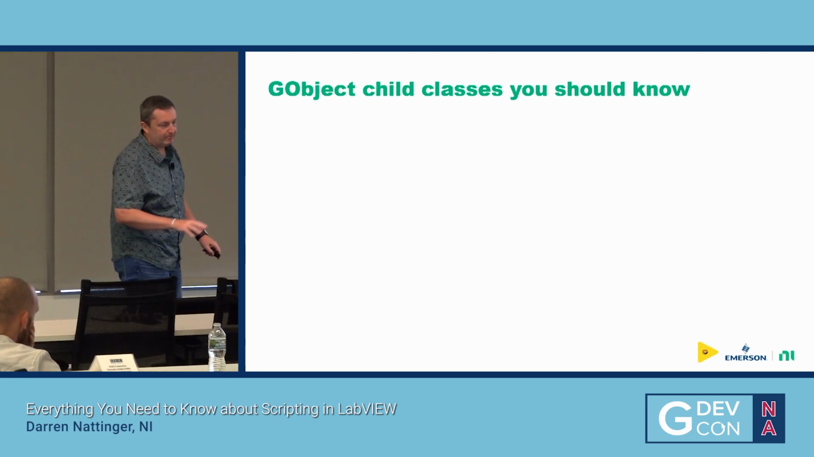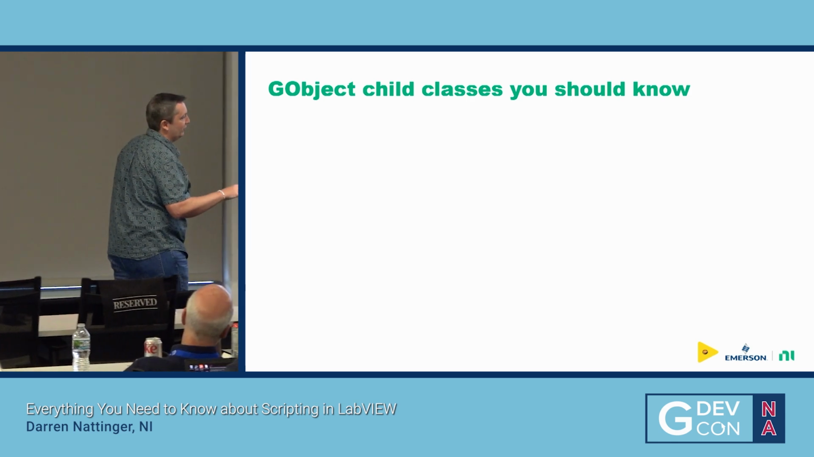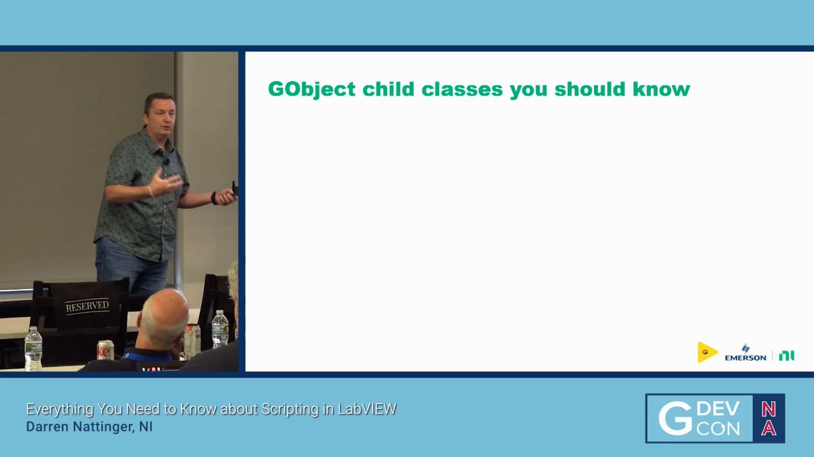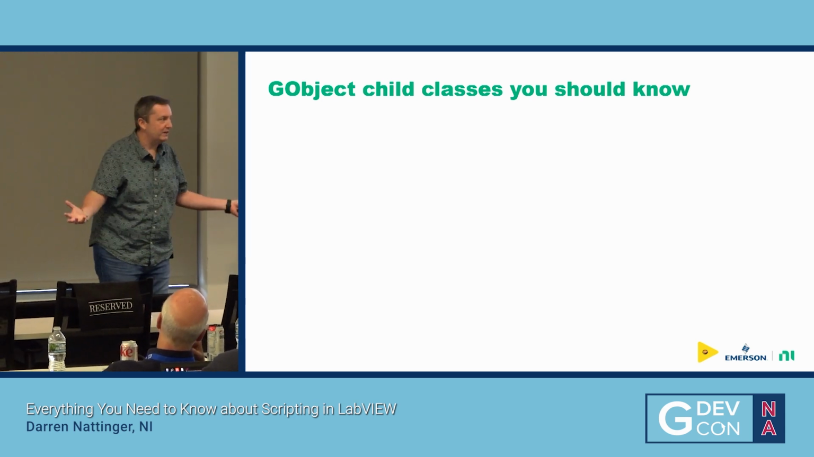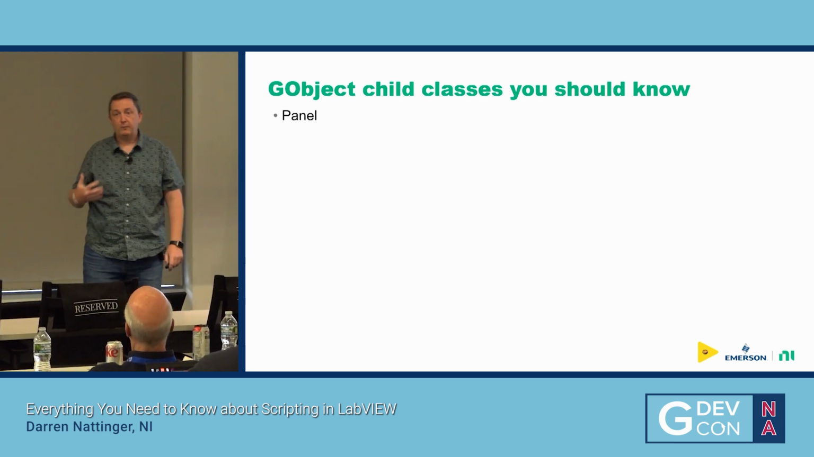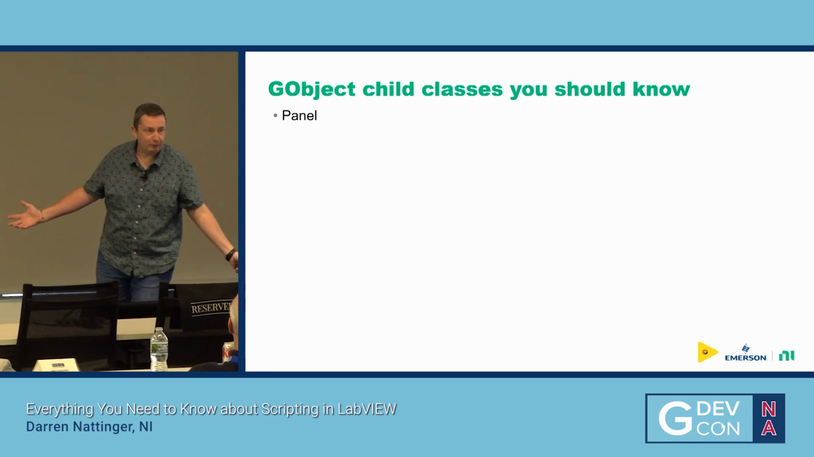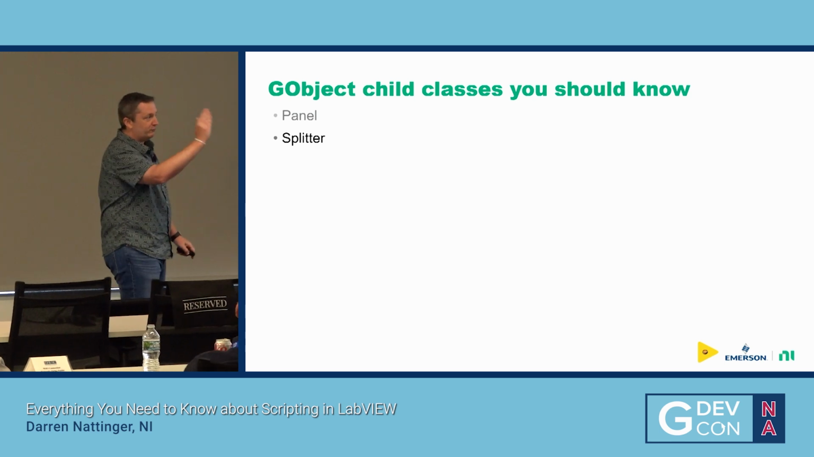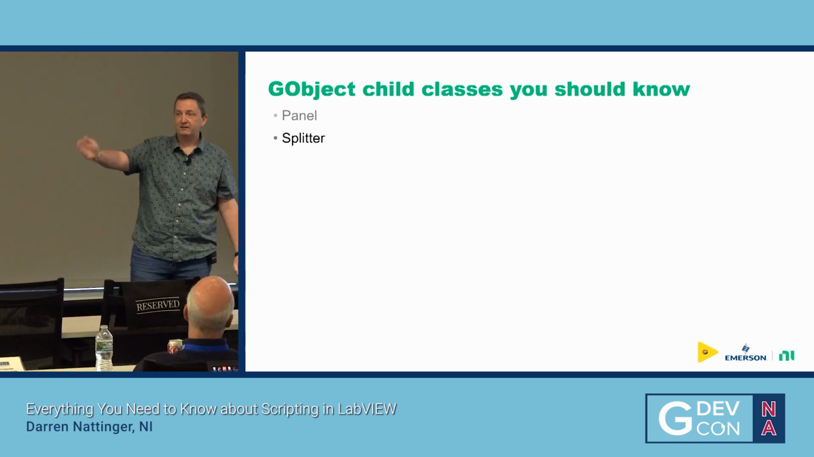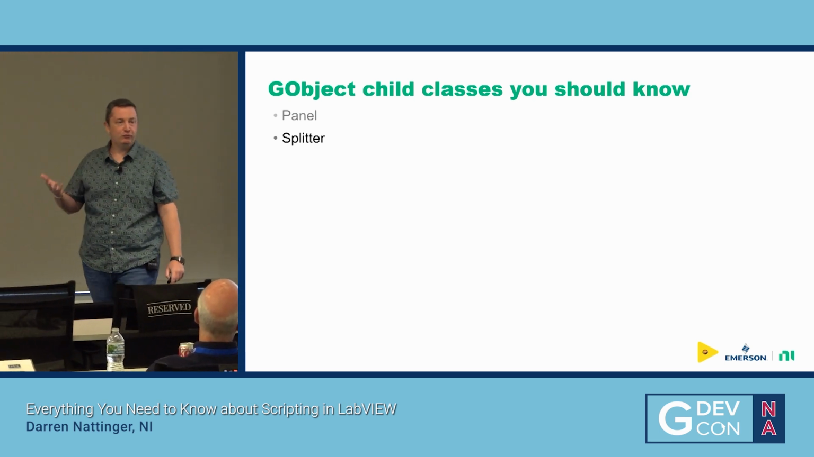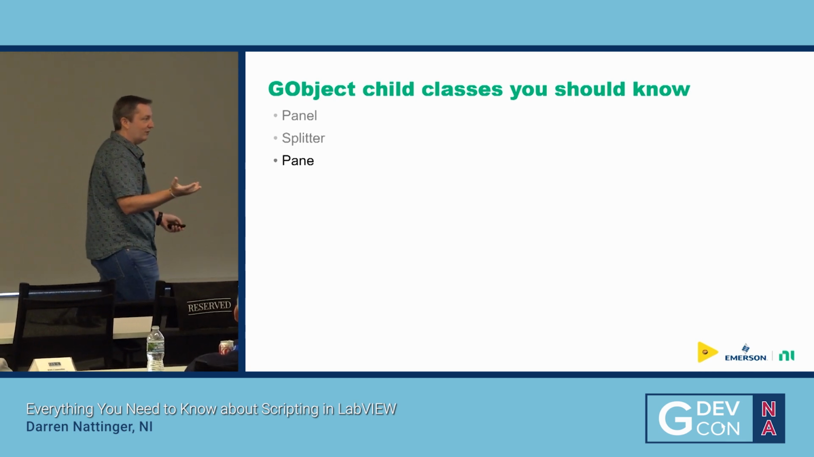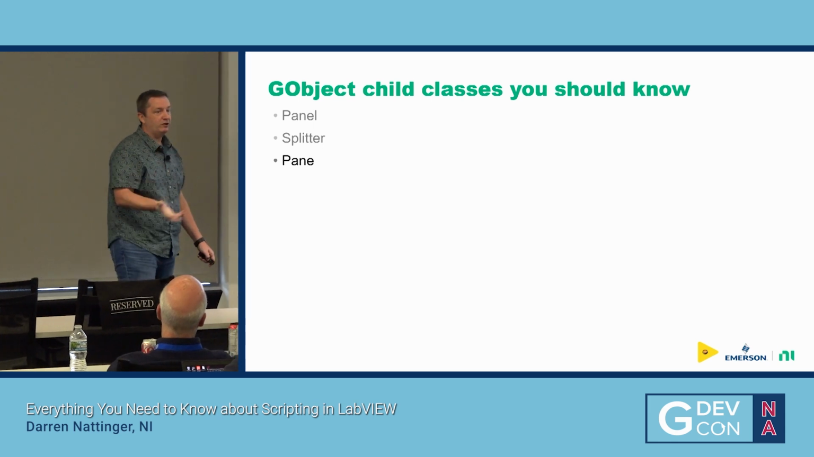No, I'm kidding. We are not. Let me tell you guys some of the GObject child classes that you should know that are just good general purpose knowledge for when you start wanting to write automated tools for LabVIEW. The panel class. I hope that one's pretty obvious. That is the front panel of your VI. Now you can drop splitters on your front panel, right? Splitters have a class. And once you drop splitters, that creates panes on your front panel. Panes are a VI server class. What can you drop on a pane?